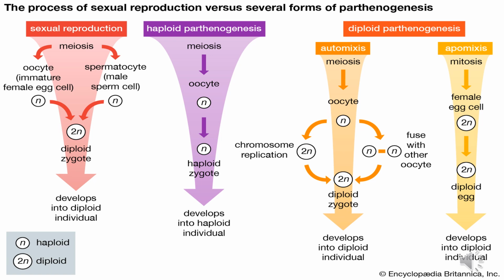In apomixous parthenogenesis, the egg cells do not undergo meiotic division, so when an egg cell divides, it is a replicate of the original cell in terms of the genes present. Therefore, the offspring will be a full clone of the mother. This form is most commonly found in plants. This type of parthenogenesis produces identical offspring which are genetically similar to the parent.